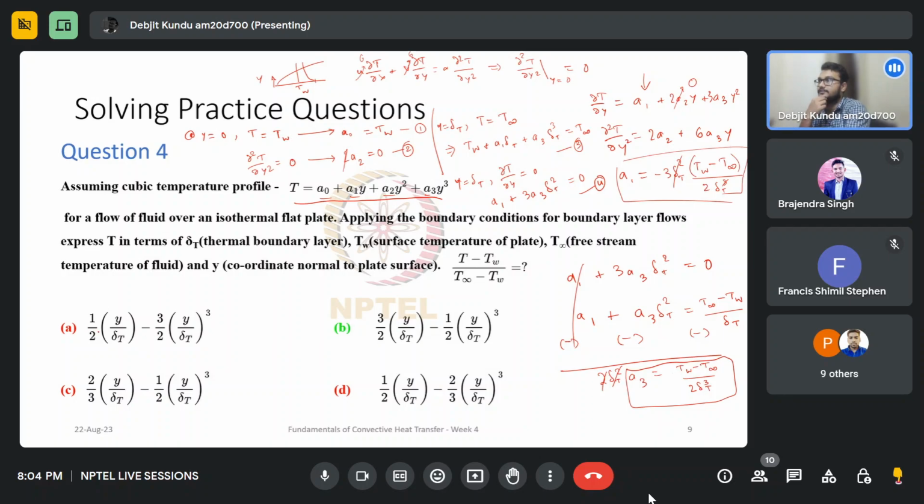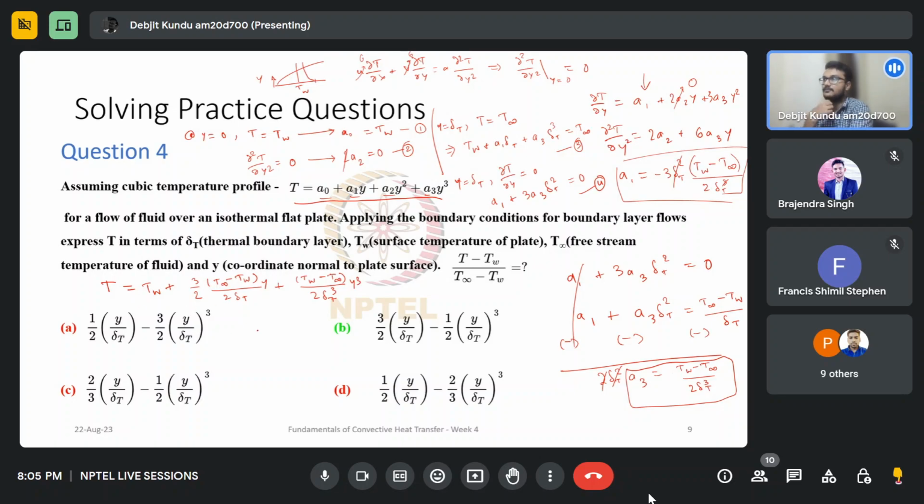Now I'll put everything together and assemble. So T is equal to A0, which I know to be TW, plus A1, which I have found to be 3 by 2 into T infinity minus TW, taking care of the minus sign over here, mind it, divided by 2 delta T into Y, plus A2, which I found to be 0, and A3 is TW minus T infinity divided by 2 delta T cubed into Y cubed.